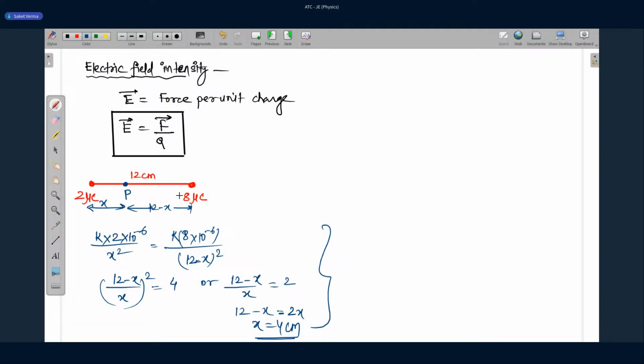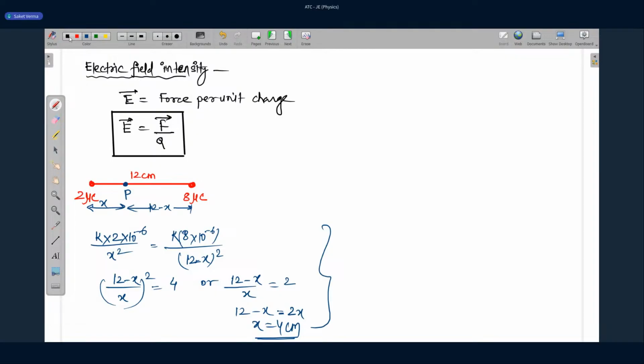Suppose one is positive and another is negative. Then the point where the electric field will be 0 will always be near the smaller charge and outside of both charges. In that case the point where the electric field is 0 will not exist in between them. In such cases the electric field will be 0 outside the line joining them, and near the small charge. So remember these points.